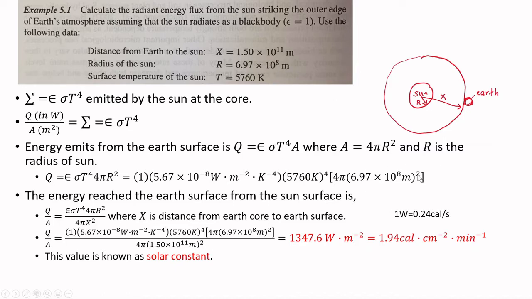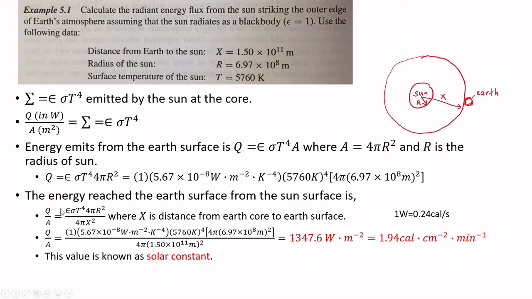So this is square, right? So we have a total energy here. Now we want to find this energy emitted from the sun and how much of it hits the atmosphere of the Earth. So from the sun surface to the Earth surface, how much energy do we get?